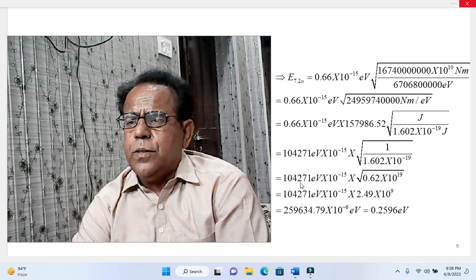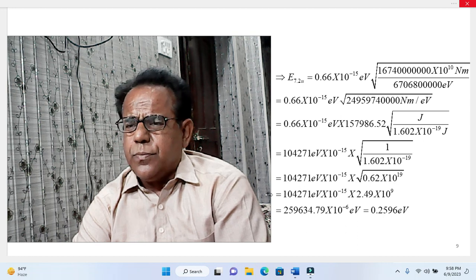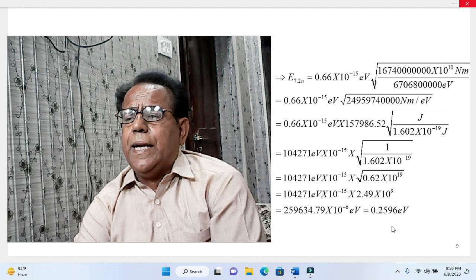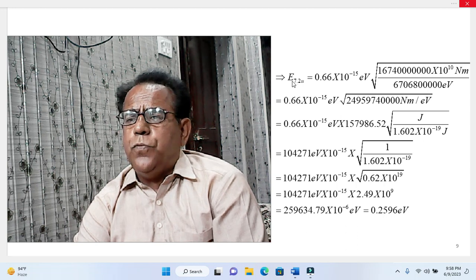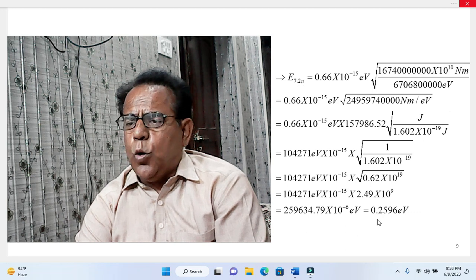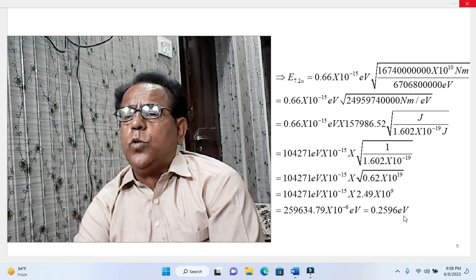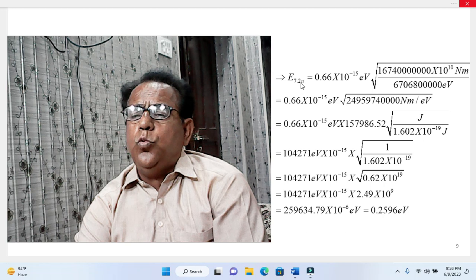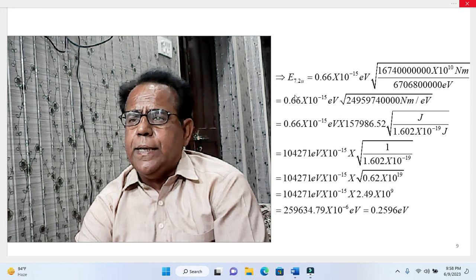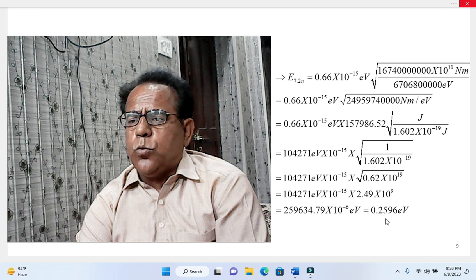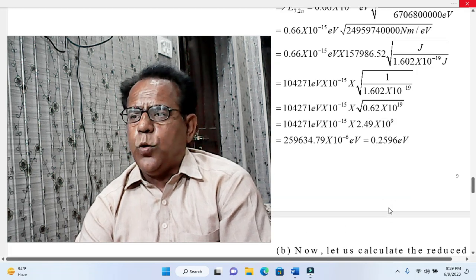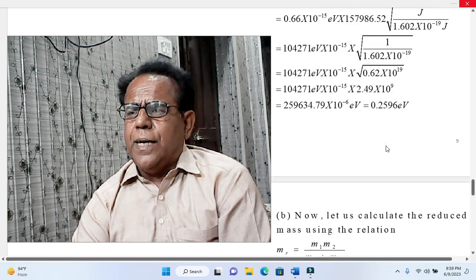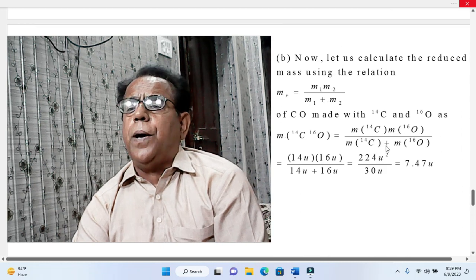Next, no rocket science, just simplification. Then again just simplification, then again just simplification, and finally we have got the value of E 7.2 U equal to 0.2596 electron volt. Okay, this implies that E 7.2 U, where 7.2 U has been written as a subscript of capital E, has become equal to 0.2695 electron volt. Okay, so this is also a result of our problem. Now we move to part B of this problem.